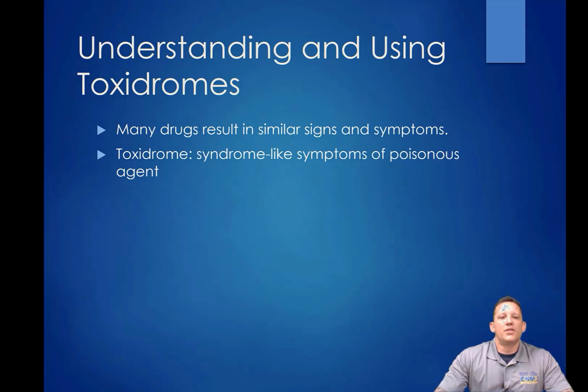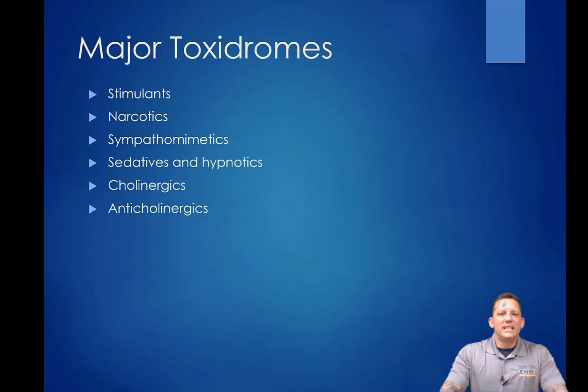So what do we mean when we say a toxidrome? A toxidrome is the syndrome-like symptoms of a poisonous agent, and we'll dive into that a little bit. But there are many drugs that will mimic one another in their signs and symptoms, and so those drugs will fall into that toxidrome. Some of the major toxidromes are going to be stimulants, narcotics, sympathomimetics, sedatives and hypnotics, cholinergics, and then anticholinergics. All of these will have their own toxidrome, which will give you a little bit of a clue if you're unable to actually verify what the particular offending agent is, to at least what family or group it's going to fall under.